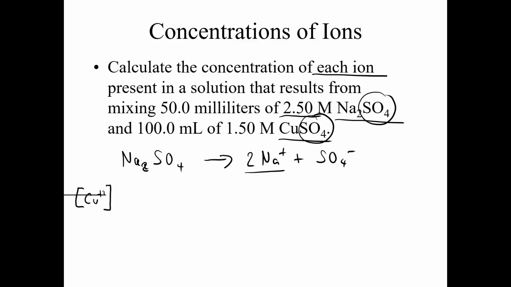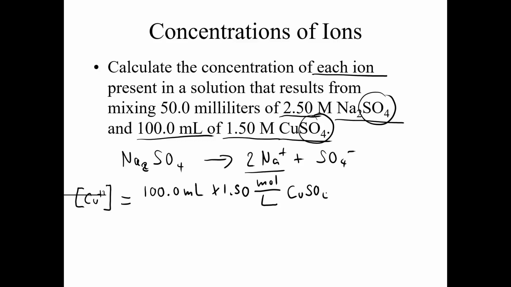So that indicates it's moles per liter, or molarity. This I can calculate by taking the milliliters of the solution times the molarity. Now I am going to show you something here. So we have 100.0 milliliters times 1.50 M, which is moles per liter, right? So let's write this out: moles per liter of copper sulfate. This gives me the total number of millimoles, right?